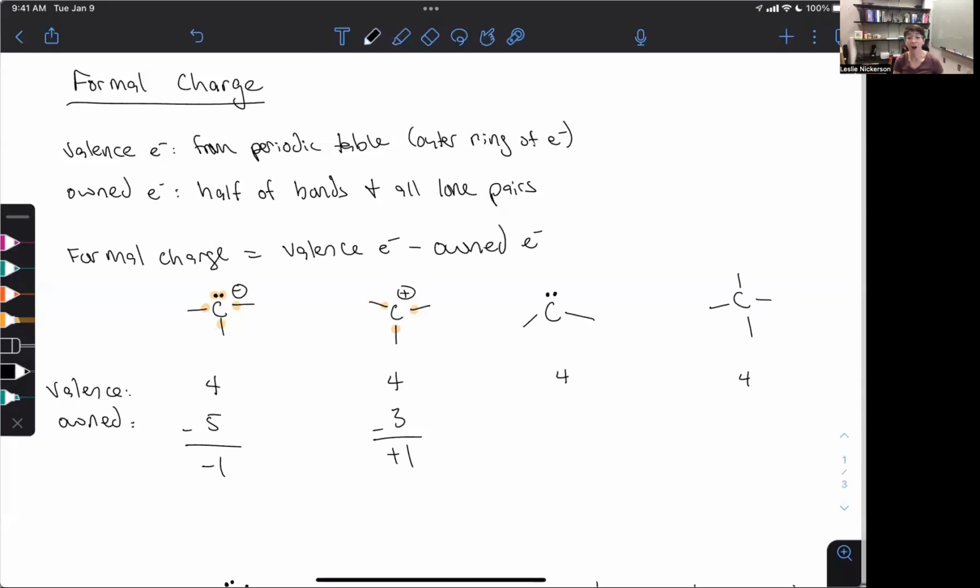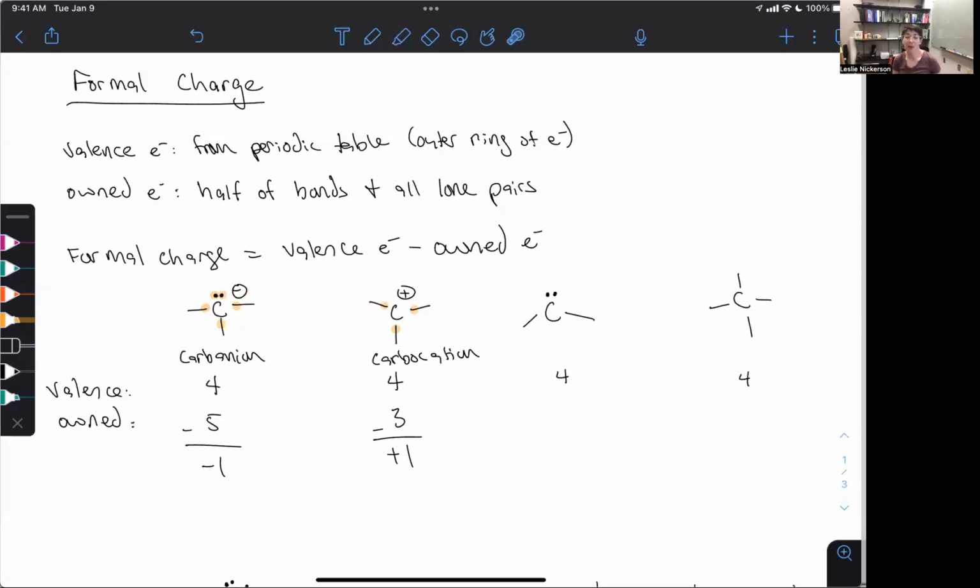So this is a positively charged carbon atom. It's a carbocation. This one is a carbanion. Of course they all have names. So this is a carbanion, carbocation. Okay, so this is a really interesting one.